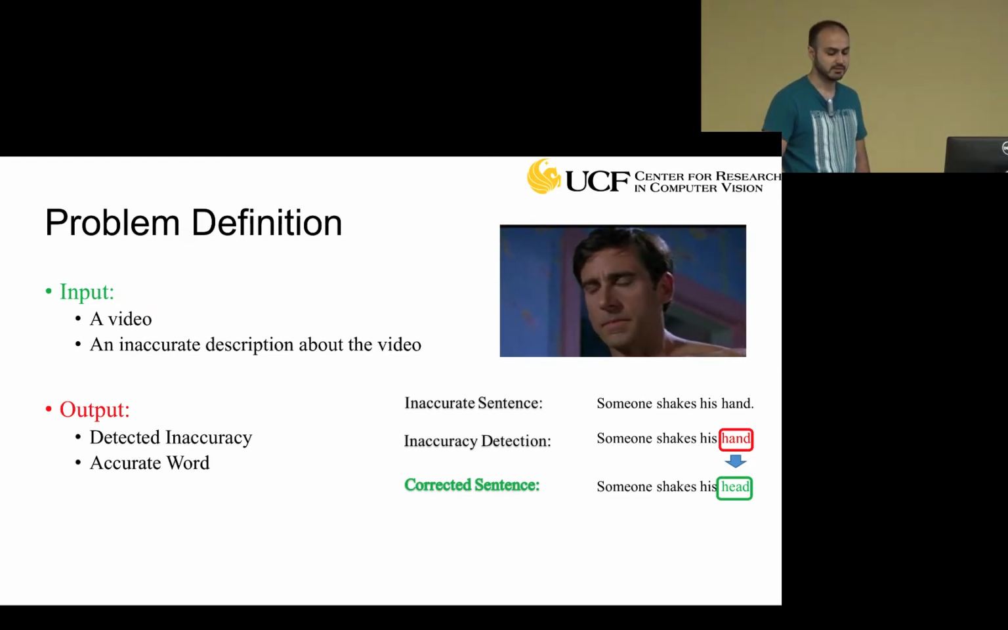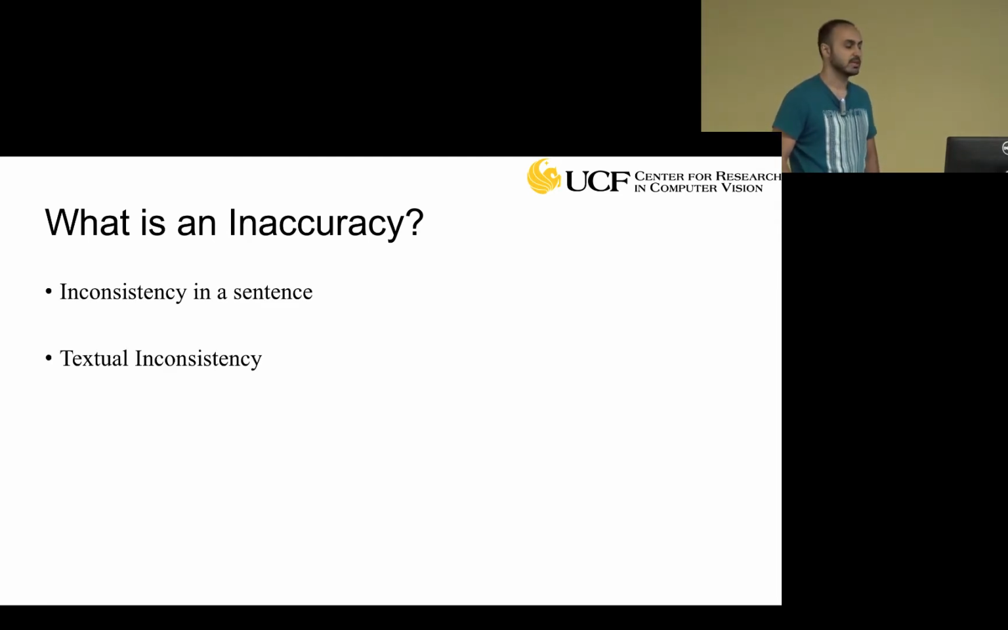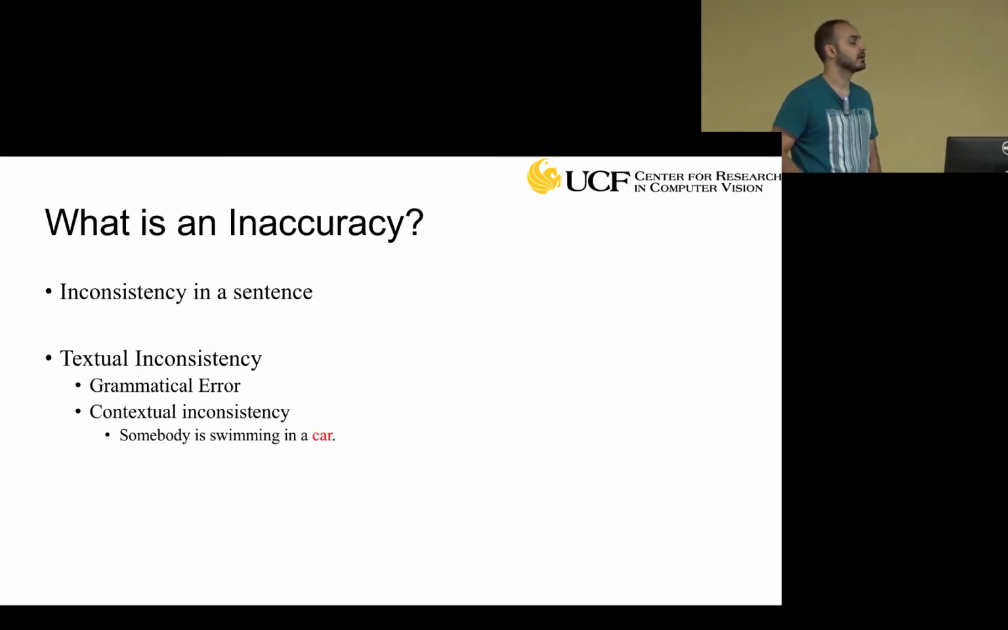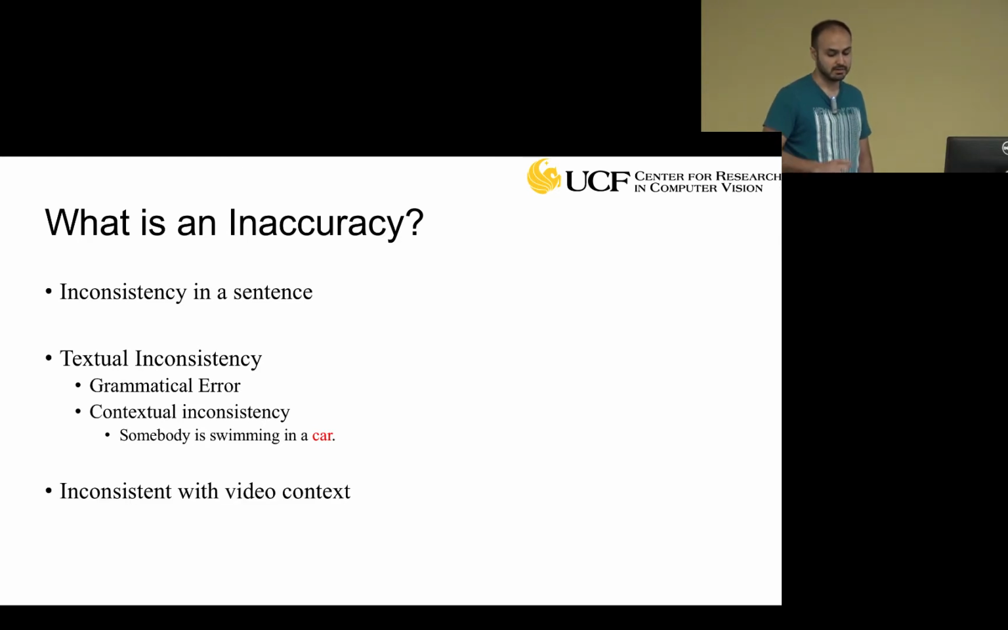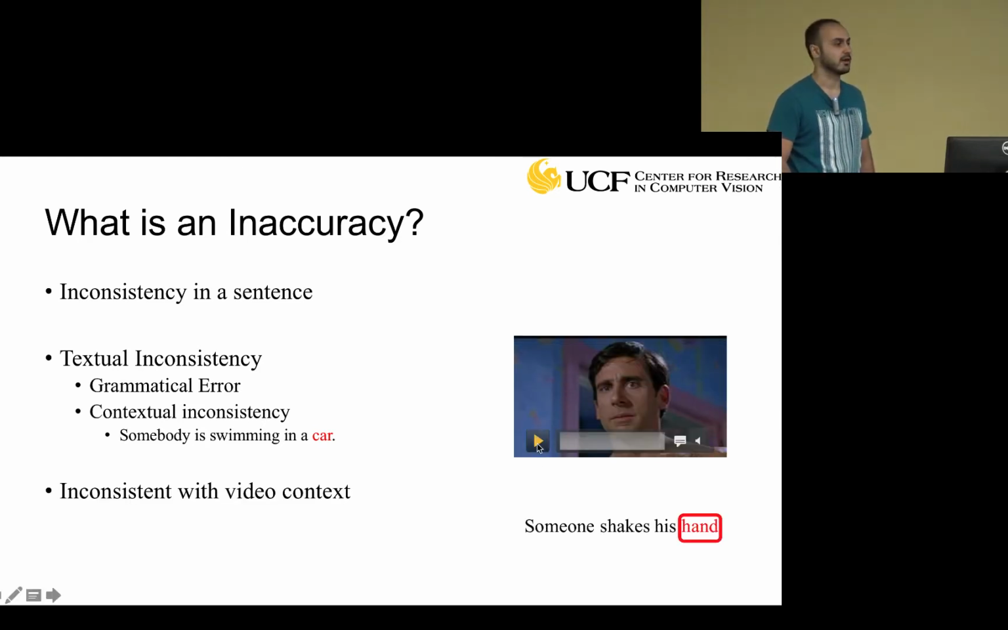So what is an inaccuracy? Generally, inaccuracy is an inconsistency in a sentence. It can be a textual inconsistency, like a grammatical error, or it can be a contextual inconsistency inside the sentence, like somebody is swimming in a car. The sentence is inconsistent, right? Or the text can be inconsistent with the video context, like our example.